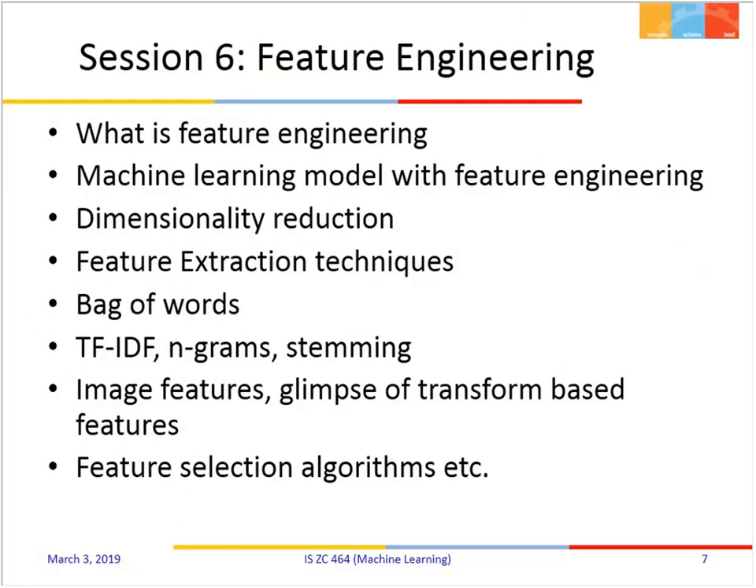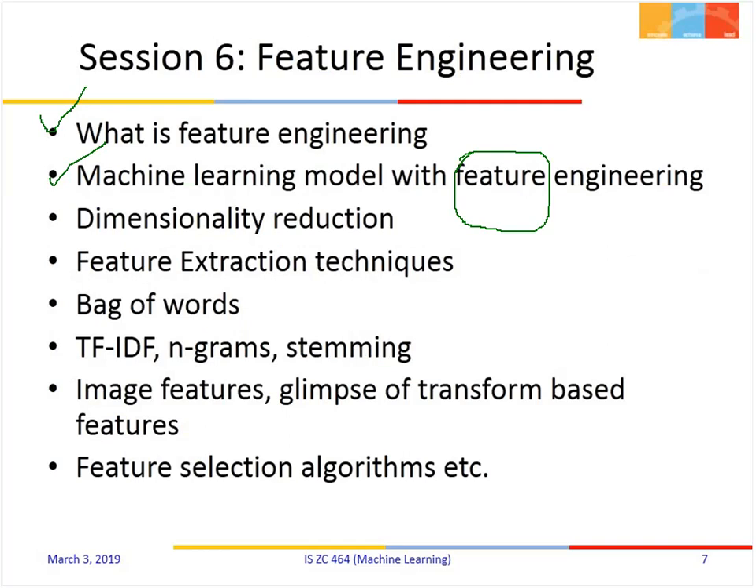Then in the sixth session, we talked about feature engineering. So a machine learning model with feature engineering was a little different from what we had been talking about. Here we were doing a lot of work on feature analysis, finding out which features would suit our application, and then it was taken as a basic pre-processing step to the machine learning model.